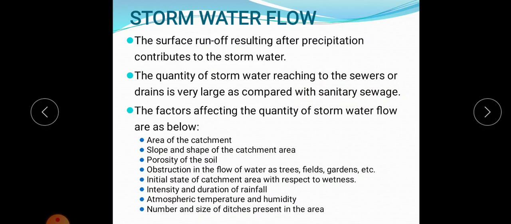The factors which affect the quantity of stormwater flow are the area of the catchment, slope and shape of the catchment area, porosity of the soil, obstruction in the flow of water such as trees, fields, gardens, etc., the initial state of the catchment area with respect to wetness, intensity and duration of rainfall, atmospheric temperature and humidity, and the number and size of ditches present in the area.